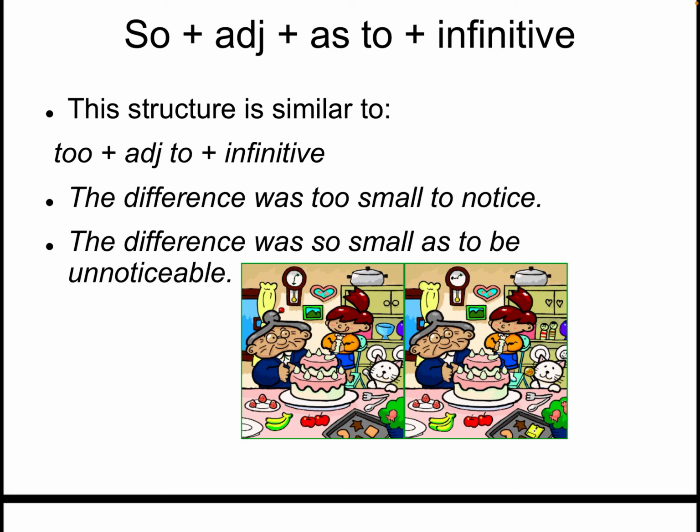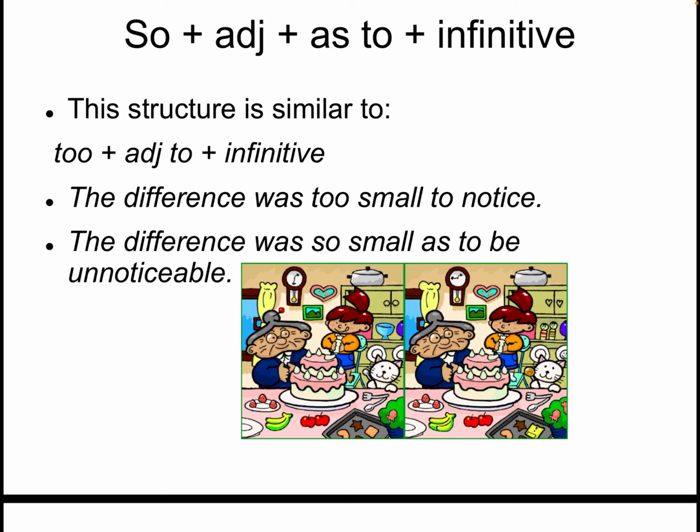Too small, obviously excessive, and the result was it was too small to notice. You couldn't notice it. So as the example shows you, spot the differences. They look the same and you say the differences were too small to notice. The difference was so small as to be unnoticeable.